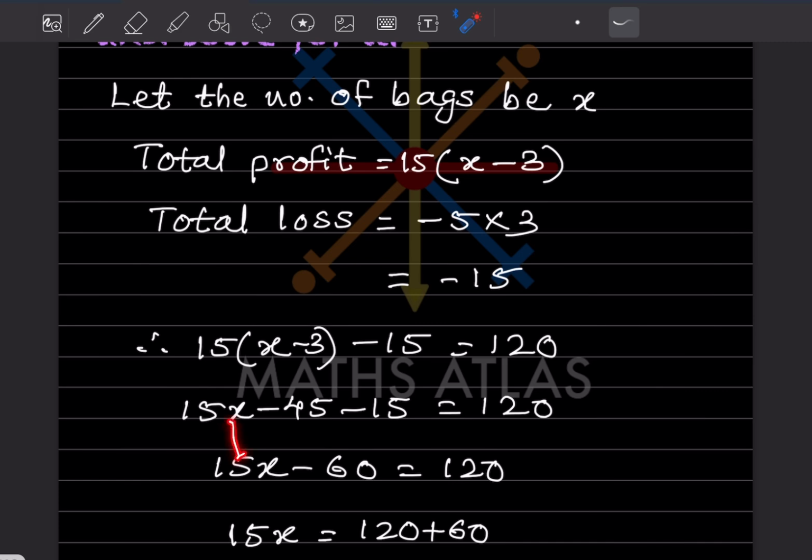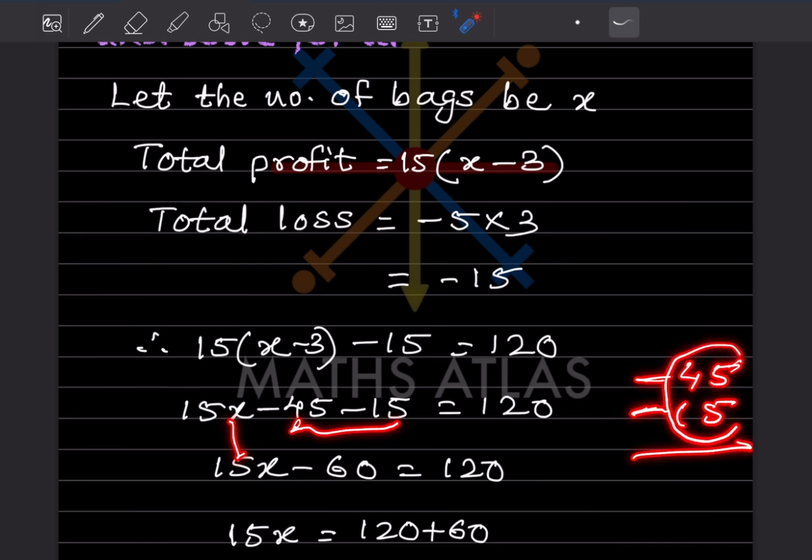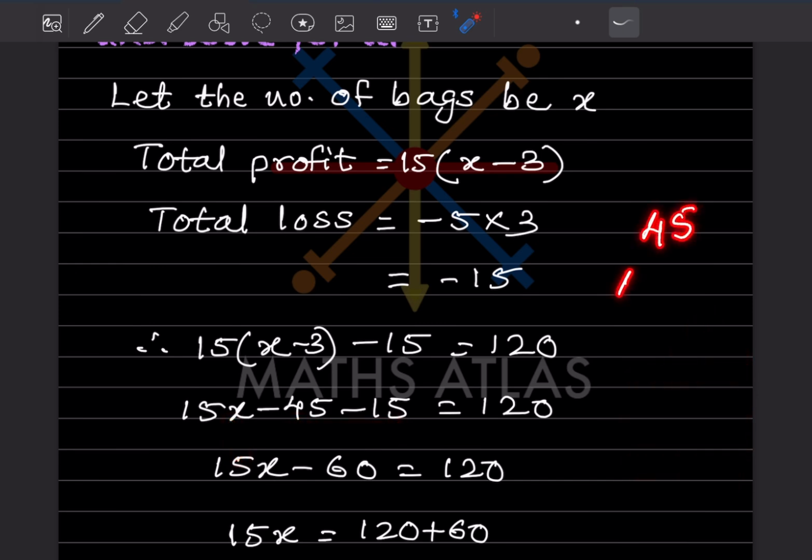So 15x minus this one minus 45 minus here, whenever, because many of them make a mistake over here. So what will you do whenever both minus are there? There you have to add this one, that is going to be 60. So this is going to be minus 60. But in multiplication, whenever both are minus, it becomes plus, but here you only have to add it, and the sign remains the same. So be careful with this one.